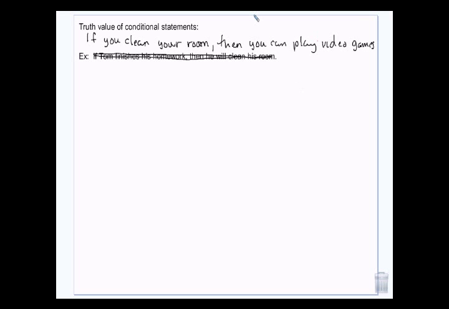Here is a conditional statement that I frequently have used at home. If you clean your room, then you can play video games. Now we need to determine when this is true and when it is not.